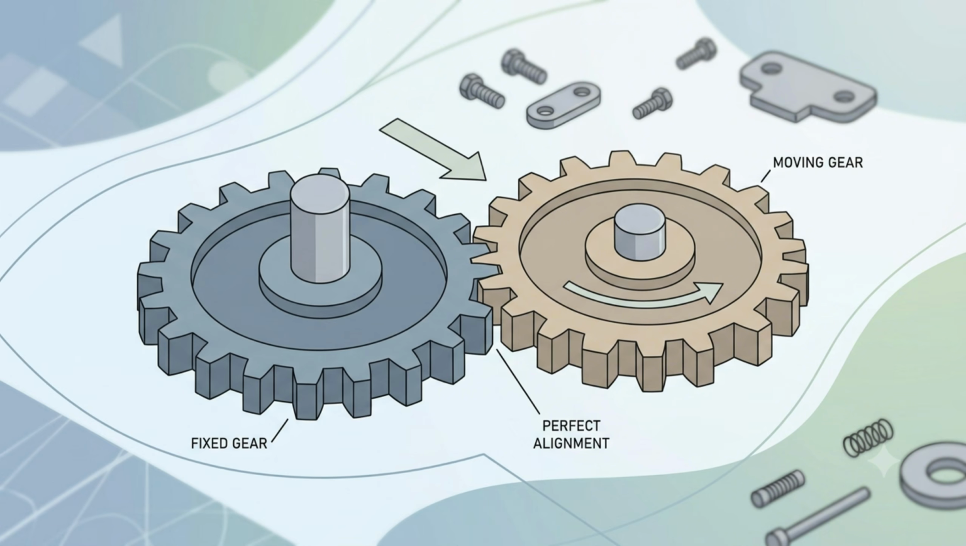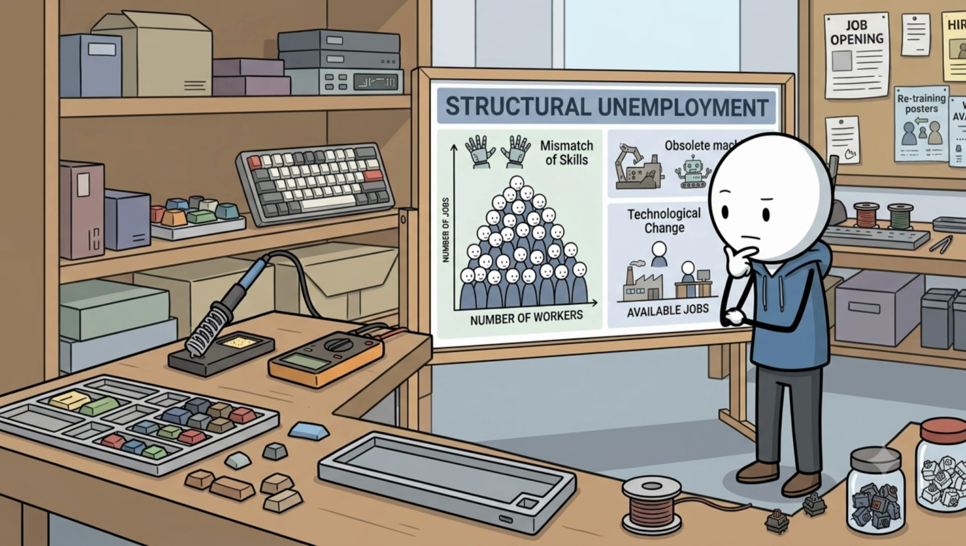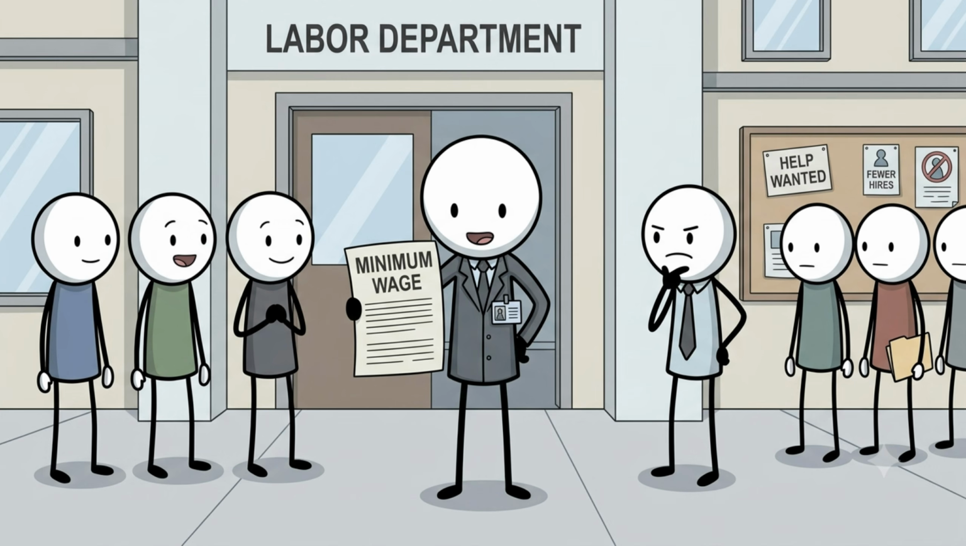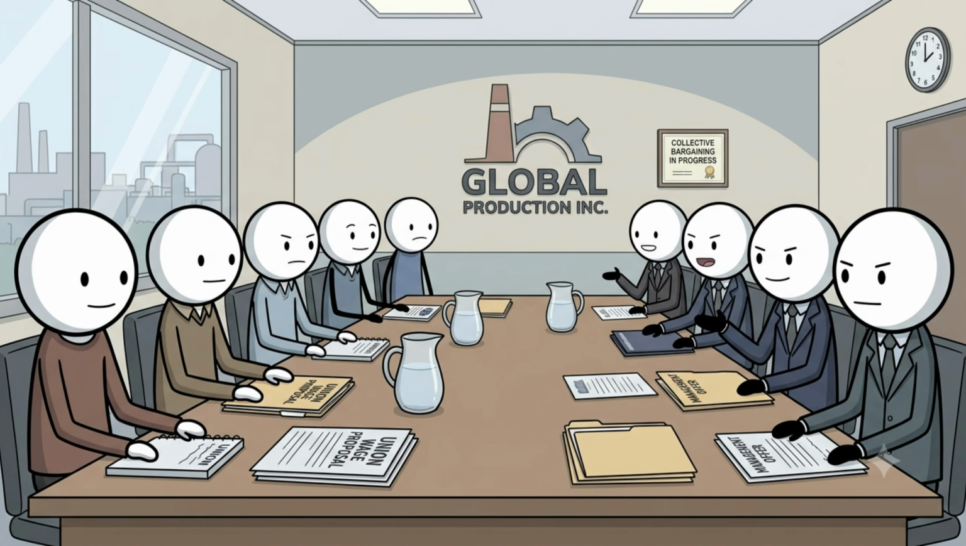First, there are minimum wage laws. If the government sets a legal minimum wage that is higher than what some workers' labor is worth to a firm, the result is a surplus of labor. More people want to work at that high wage than there are jobs available, leaving some people on the outside looking in. Second, there are unions. A union acts like a cartel, using collective bargaining to push wages above the equilibrium level. While this helps the insiders who keep their jobs, it often creates unemployment for the outsiders who are left behind.